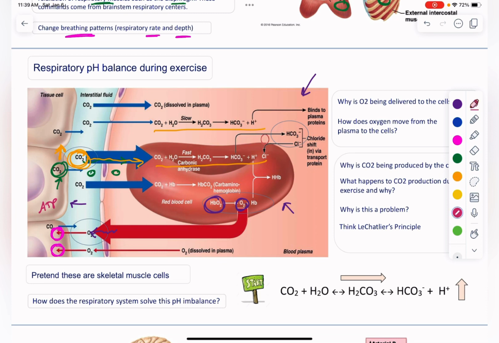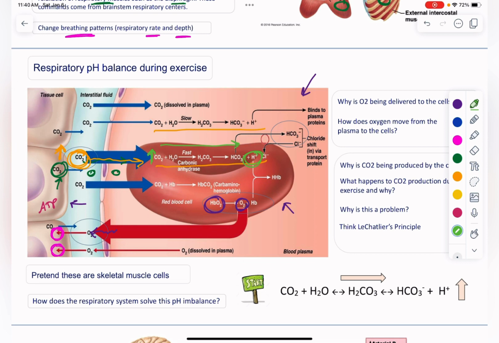So if we have a high amount of CO2, that's going to shift the equation this way. And so what we're going to end up doing is producing a high amount of free hydrogen ion. And if we have high levels of hydrogen ion, that's going to cause the fluids of the body to become acidic, and that's a problem.